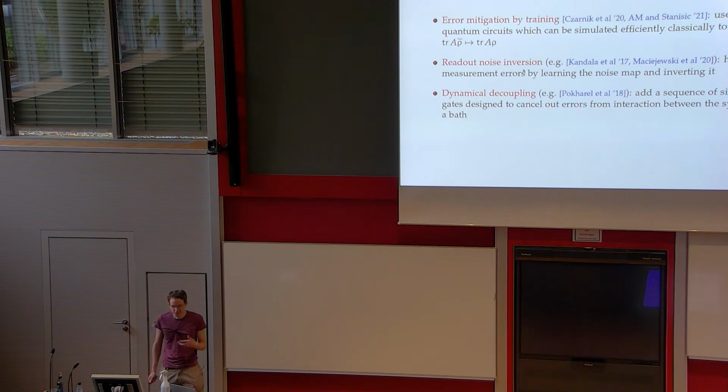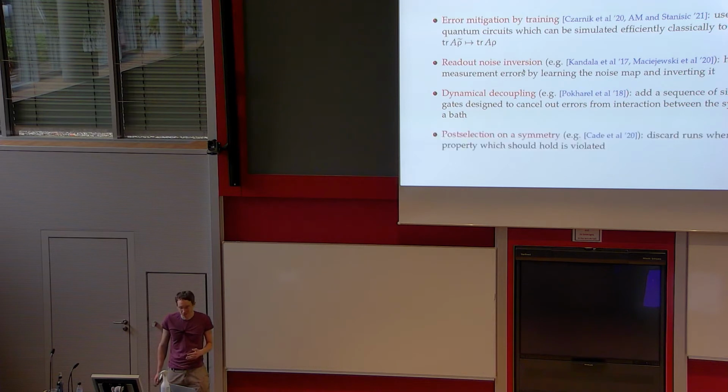So, for example, if you stick in a pair of X gates in your circuit, then this means that if you have some kind of Z error that develops over the course of the circuit, then these X gates effectively cancel out that error and it disappears. That's a simple example of this. There are more complicated things you could do as well. And again, this works well in practice.